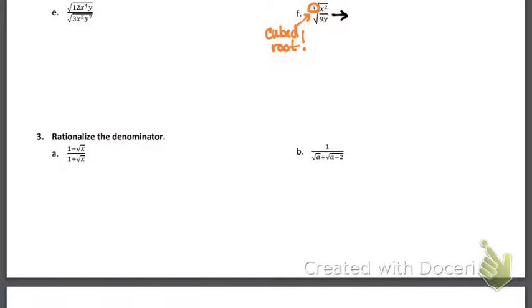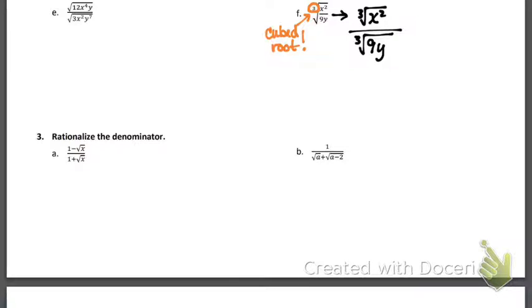Anytime I have a fraction underneath a root, I can split it up into numerator and denominator, each under that root. So this is the cubed root of x squared over the cubed root of 9y. Can I simplify the cubed root of x squared at all? No. Cubed root of 9? No, I could do square root of 9, but not cubed root of 9. Cubed root of y? No. Am I allowed to leave a radical in the denominator? No. I need to rationalize this denominator.